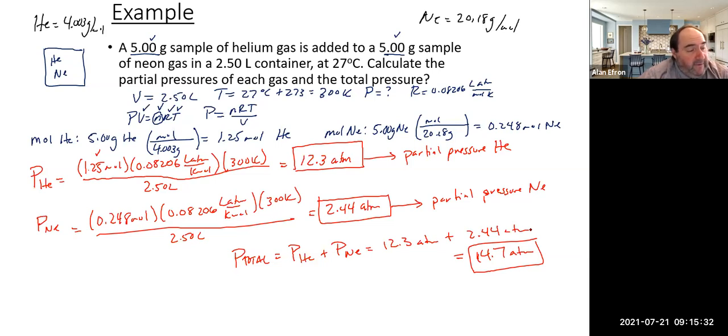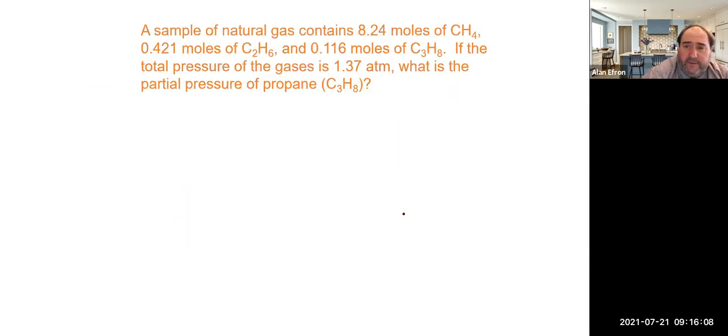We could also see from these calculations that the major contributor in terms of pressure is helium. Helium is contributing 12.3 atmospheres of the pressure. Neon is only contributing 2.44 atmospheres. We will answer the question of why that is in a few slides down the road in this lecture. Any questions on that calculation there? Okay, so why don't we try this partial pressure type problem?